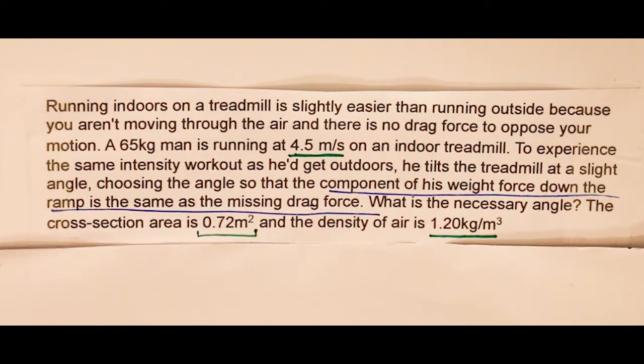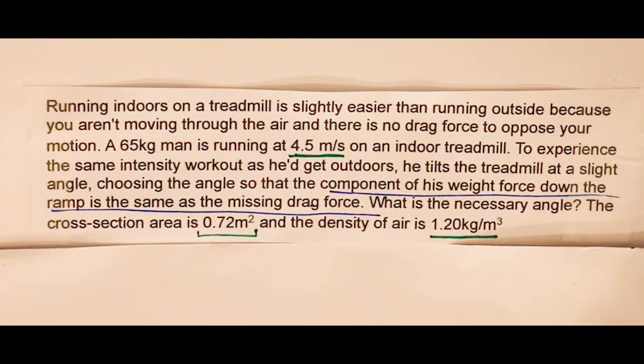Running indoors on a treadmill is slightly easier than running outside because you aren't moving through the air and there is no drag force to oppose your motion. A 65-kilo man is running at 4.5 meters per second on an indoor treadmill.